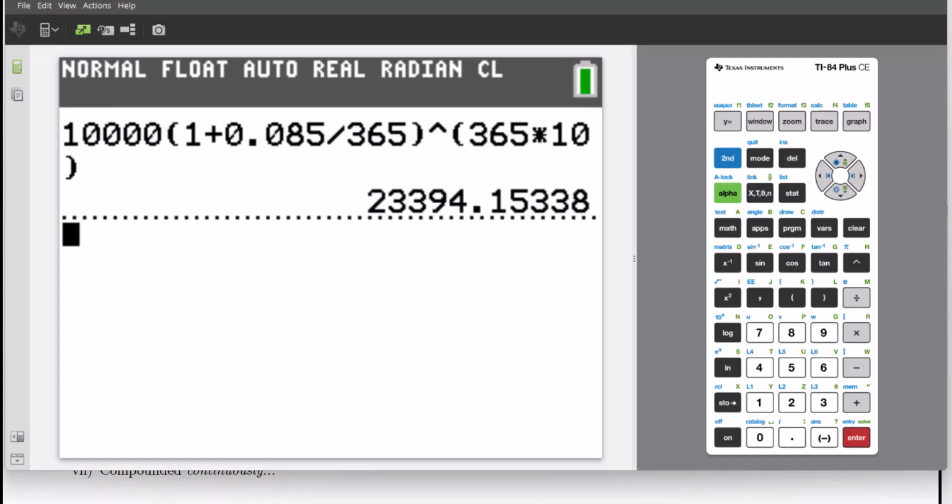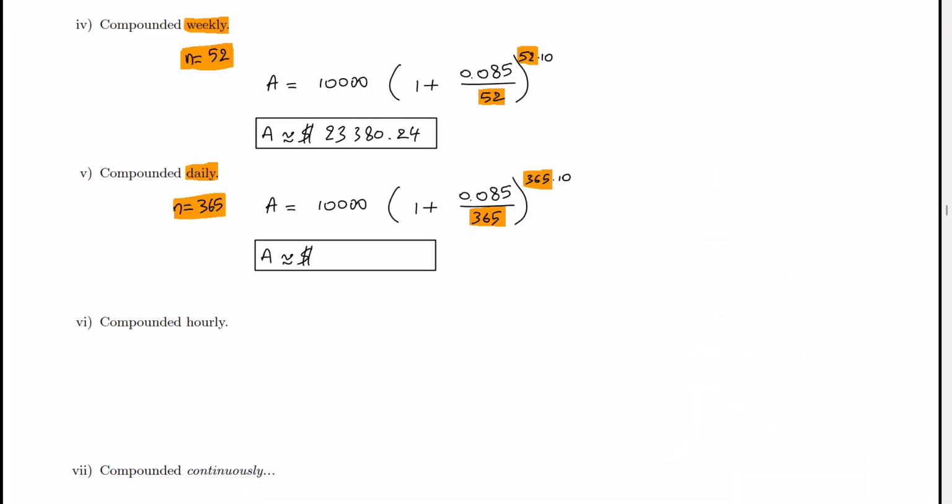So this will be roughly $23,394.15. Okay, transferring it to page, 23,394.15.